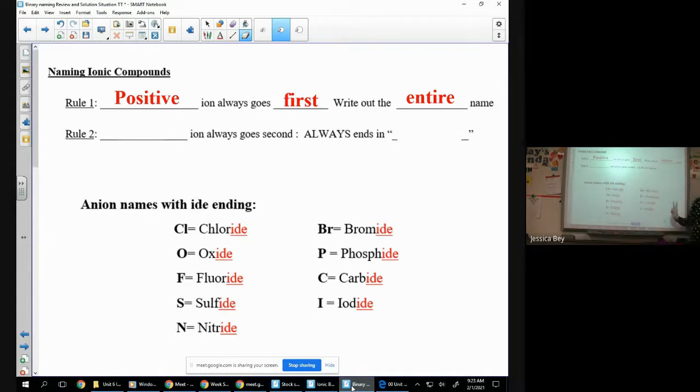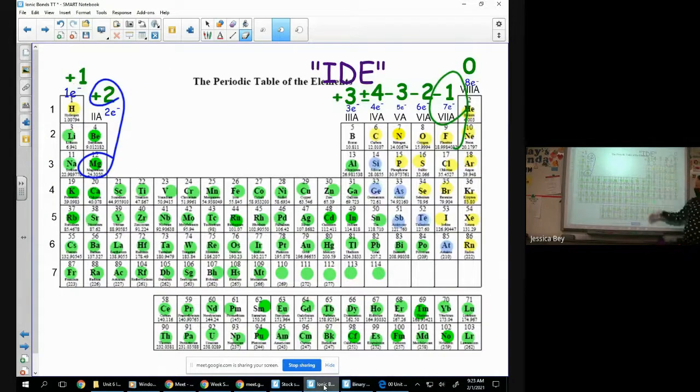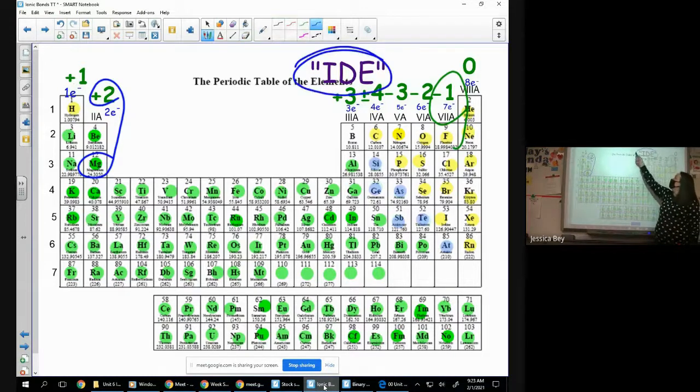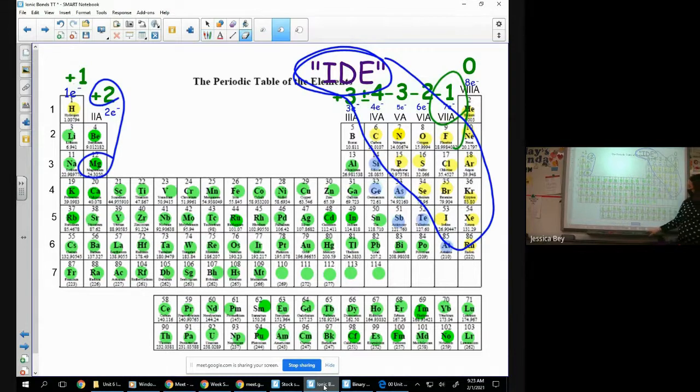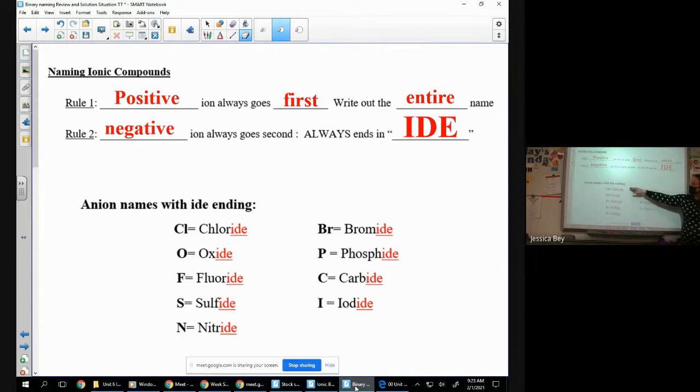And then for the second name, for the nonmetal or your negative ion, does anybody remember what you always add at the end? Yes, thank you. An IDE ending. So if I had a periodic table, and like I told you last week, I wrote big old IDE ending on my periodic table, and that means all of these guys over here always need an IDE ending. For instance, chloride, oxide, fluoride, sulfide, nitride, bromide, phosphide, carbide, iodide.